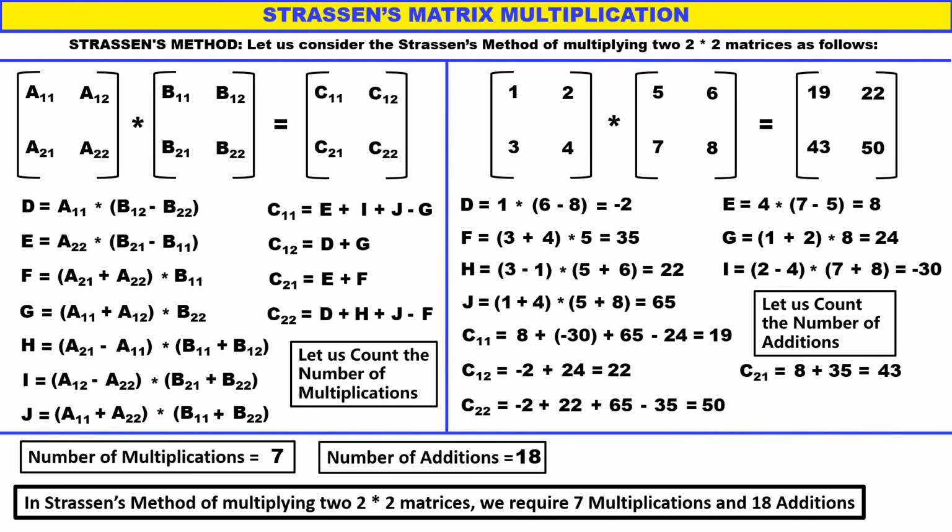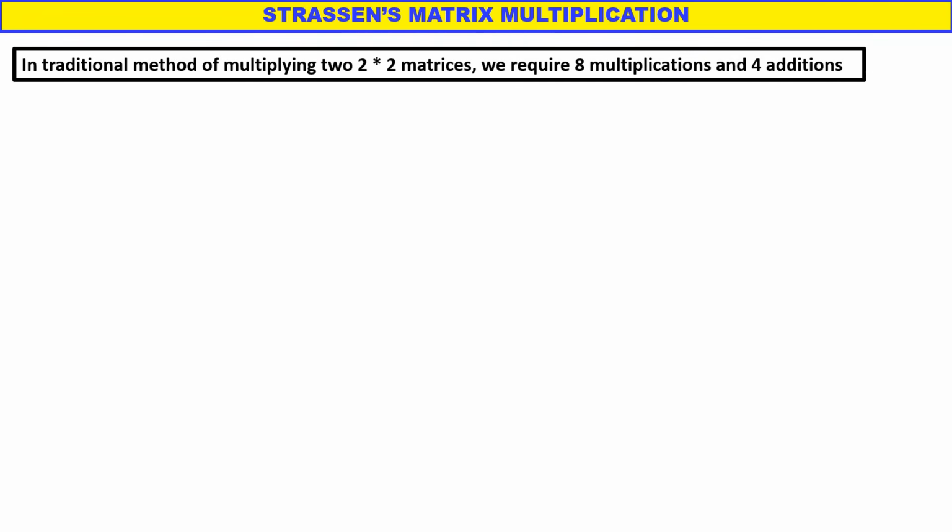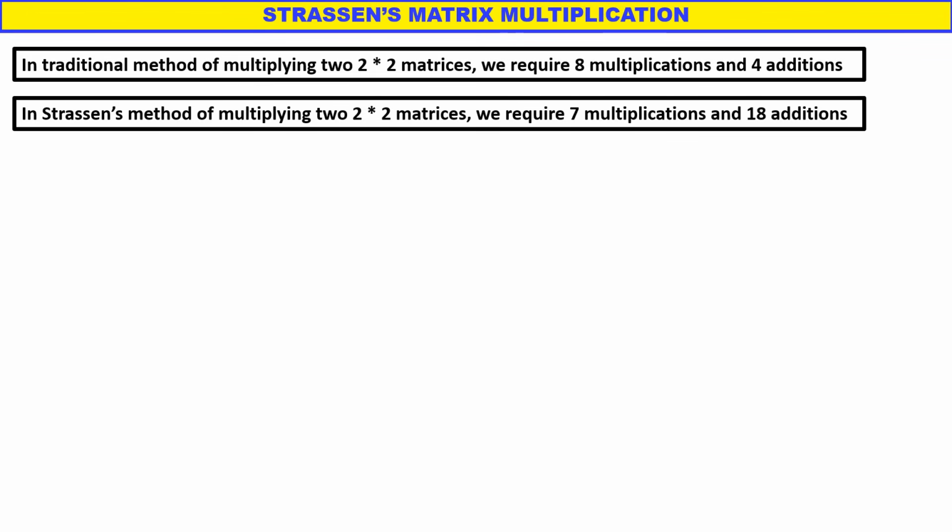Now, in Strassen's method of multiplying two cross 2 matrices, we require 7 multiplications and 18 additions. Whereas if you remember, in the traditional method, we require 8 multiplications and 4 additions. Now, the same thing we are summarizing. So multiplications have come down from 8 to 7, whereas additions have increased from 4 to 18.